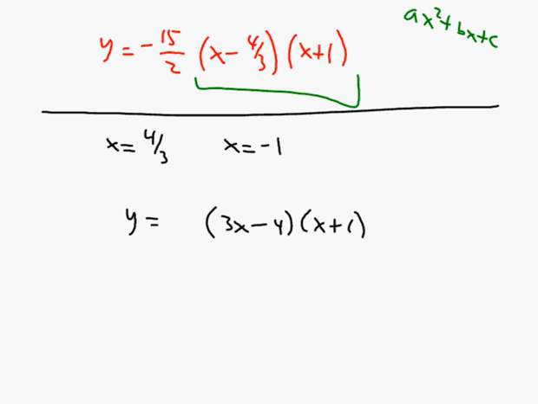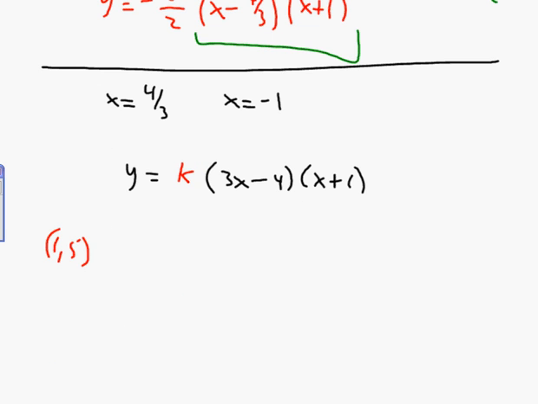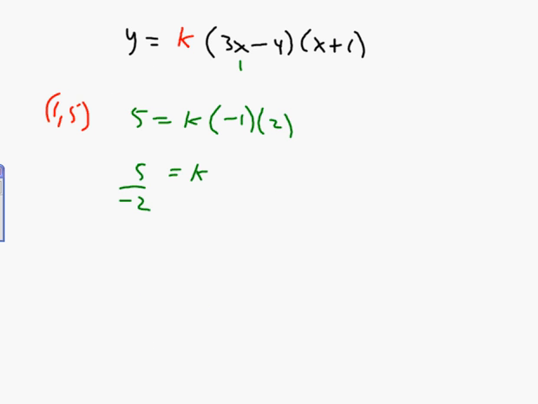Okay, let's put a number k in there again, and let's use the same trick. I want it to go through the point (1, 5). Let's plug in the point here and see what happens. So we get 5 equals k times, if I plug 1 in here, I get 3 times 1 minus 4, which is -1. If I plug 1 in there, I get 2. So it looks like this time I get k equals -5/2. So our parabola now is y equals -5/2 times (3x minus 4) times (x plus 1).